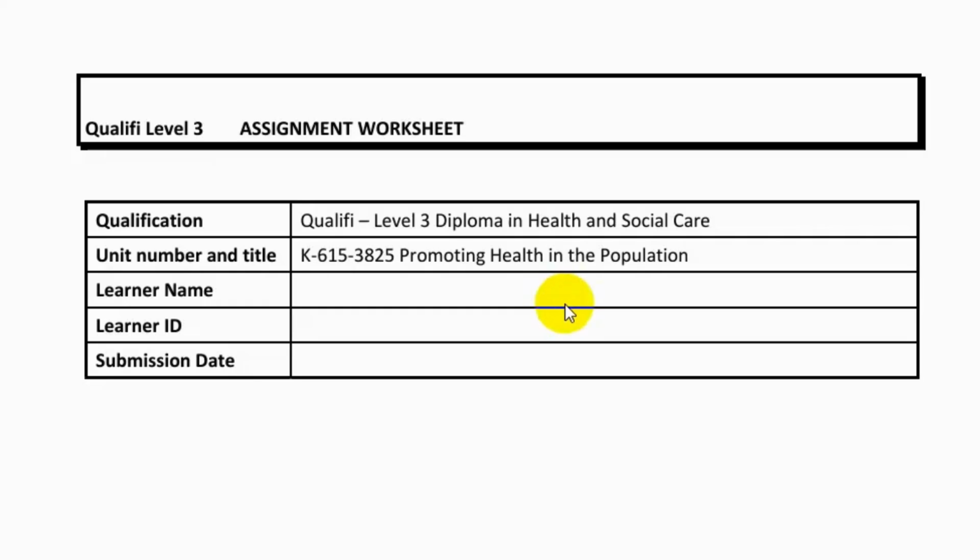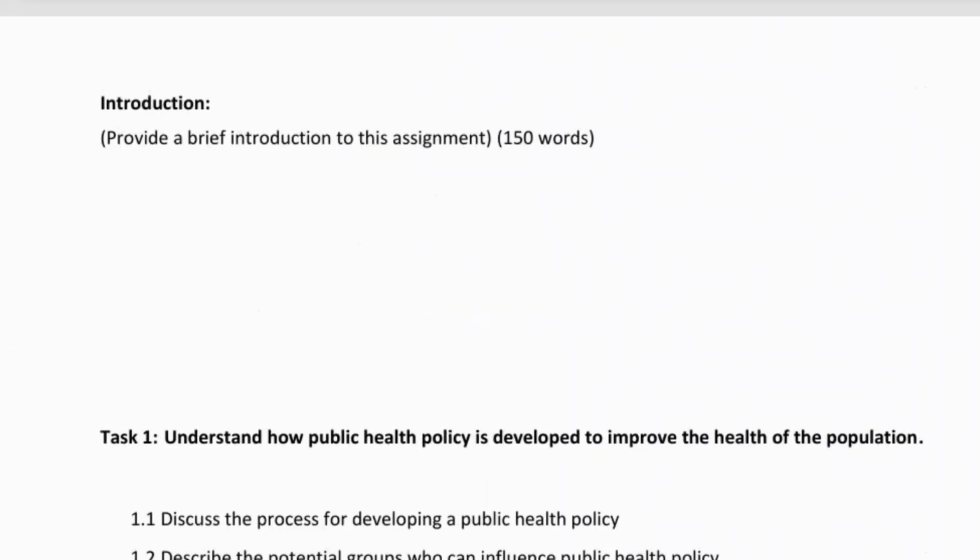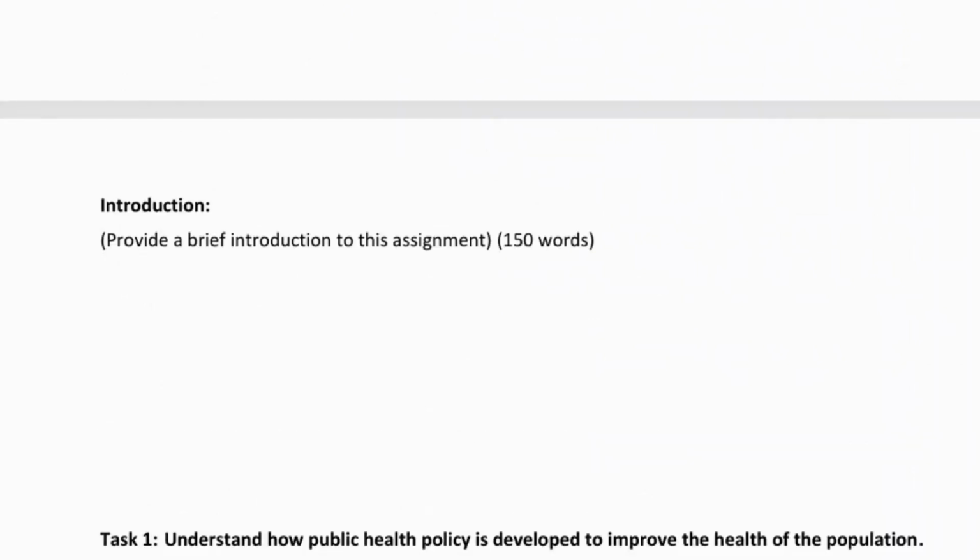This is the assignment worksheet for the Qualified Level 3 Diploma in Promoting Health in the Population, with the unit number K6153825. Now, let me explain how you can meet the requirement of each assessment criteria of this unit. But before that, you have to provide a brief introduction to this assignment in which you can discuss the general overview of the topic of your assignment.